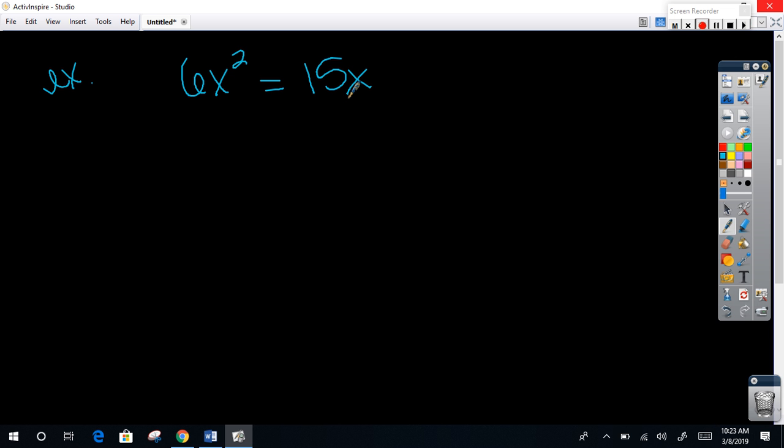A good little trick is whichever your biggest exponent is. So in this case, it's x squared.